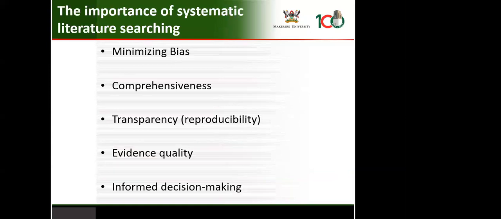So what is the importance? What is the importance of systematic literature searching? I know from yesterday, the other day, and what I've been talking about, we most likely know how important it is for us to do a systematic and comprehensive literature search for our systematic review.